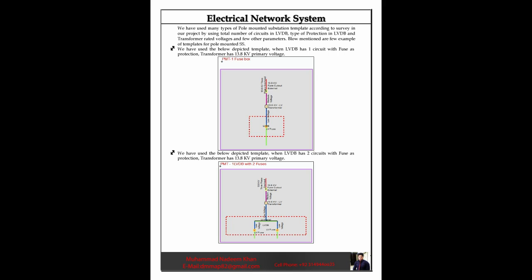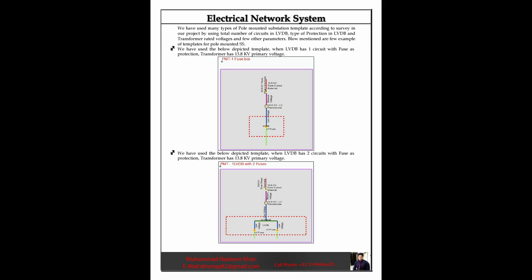We have used many types of pole-mounted substation templates according to the survey in our project, by using total number of circuits in LVDB, type of protection in LVDB and transformer rated voltages and a few other parameters. Below mentioned are a few examples of templates for pole-mounted SS. We have used the below depicted template when LVDB has 1 circuit with fuse as protection. Transformer has 13.8 kV primary voltage.